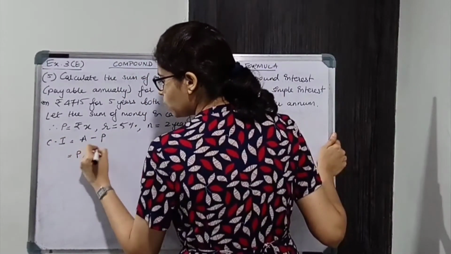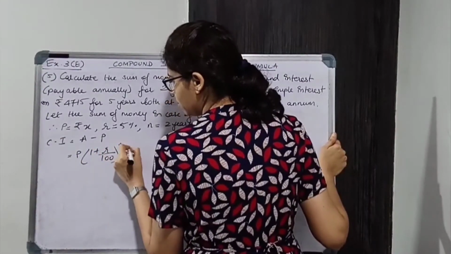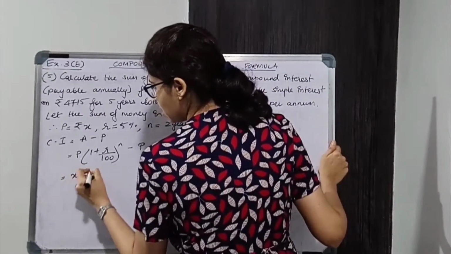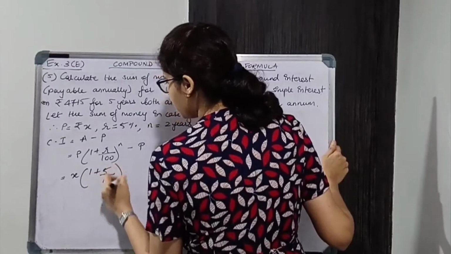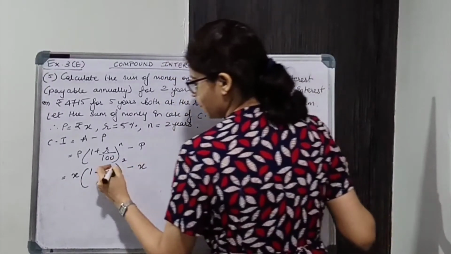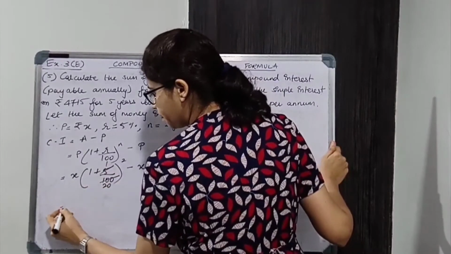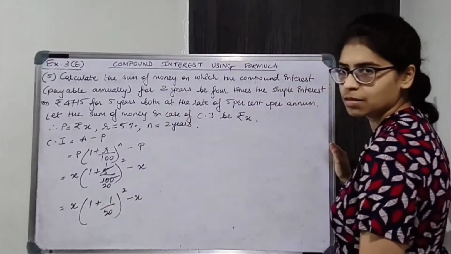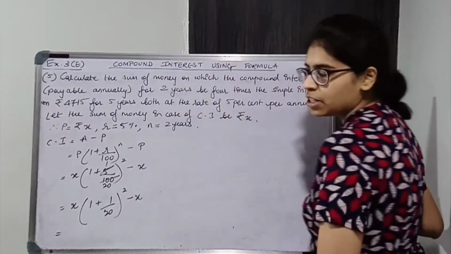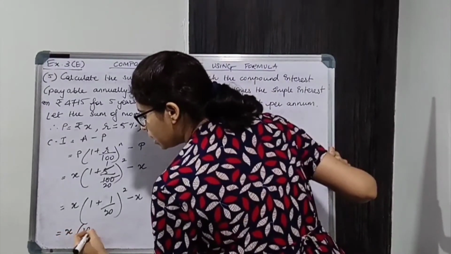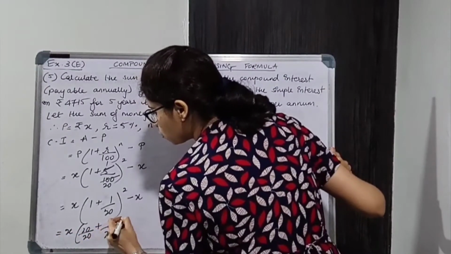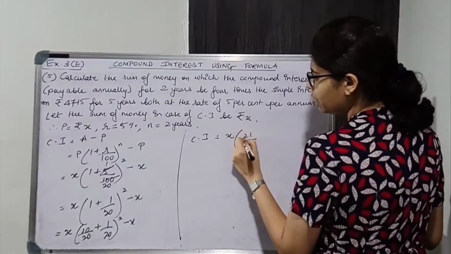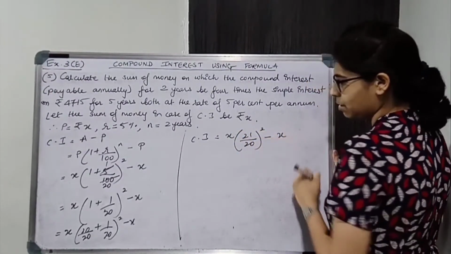So CI is A minus P. A is nothing but P into (1 plus R upon 100) raised to N, minus P. Substitute the values now. P is X, 1 plus R upon 100 is 5 upon 100, raised to N which is 2, minus P which is X. 5 ones are 5, 5 twenties are 100. So X into (1 plus 1 upon 20) raised to 2 minus X. We'll solve the bracket first by taking LCM. So we get X into (20 upon 20 plus 1 upon 20) raised to 2 minus X. So CI is equal to X into (21 upon 20) raised to 2 minus X.